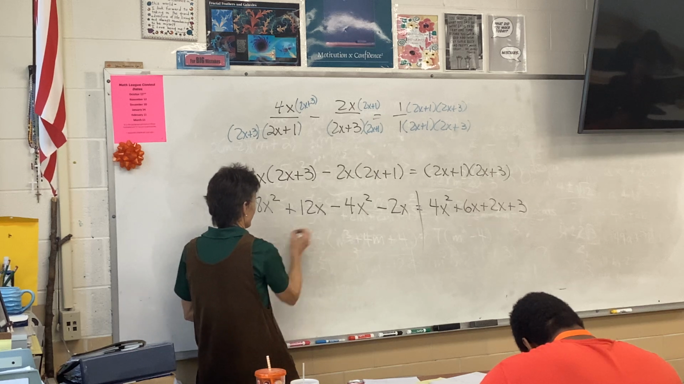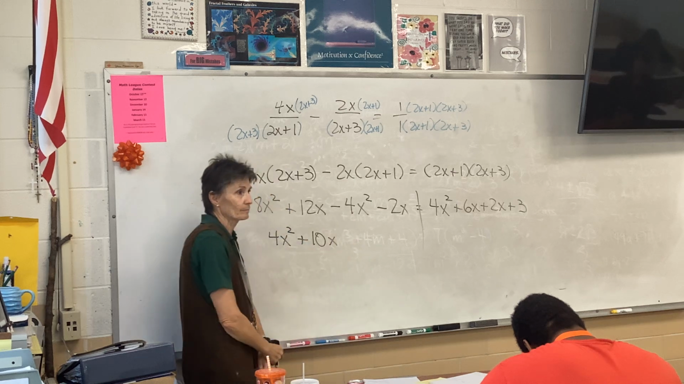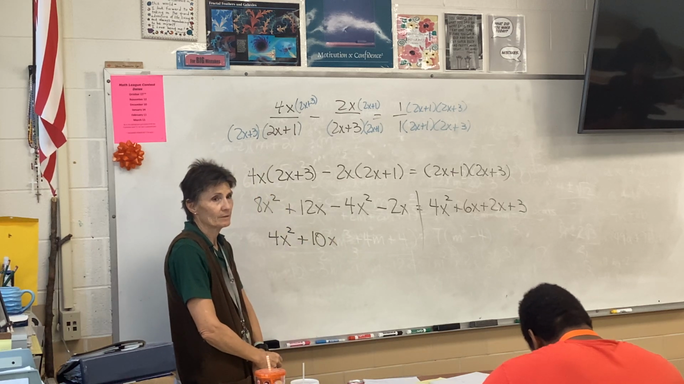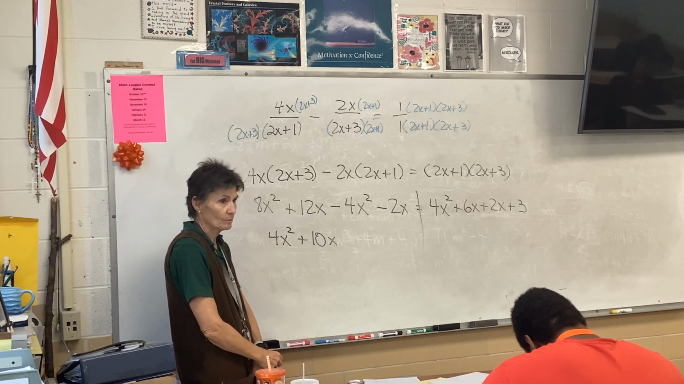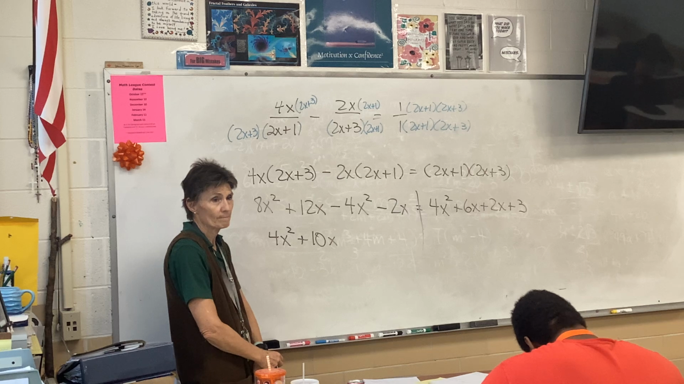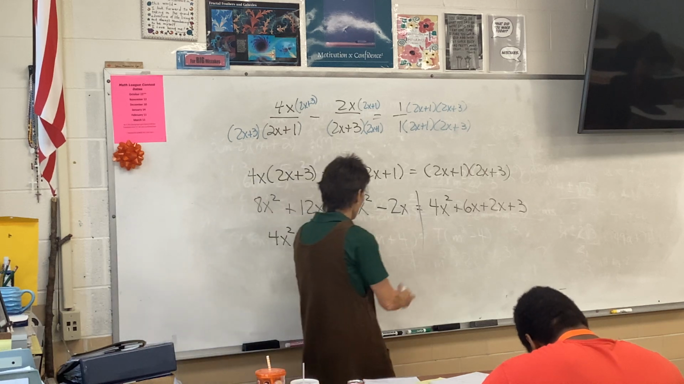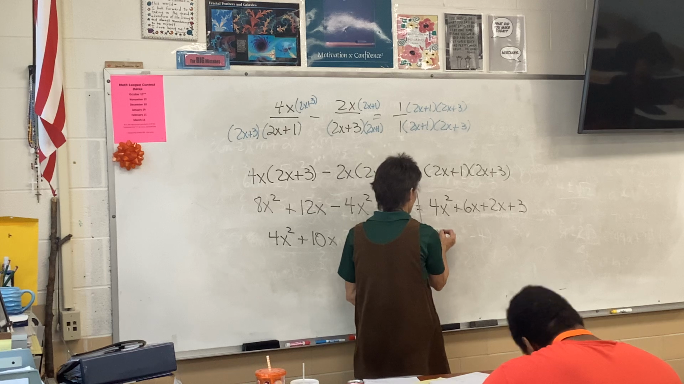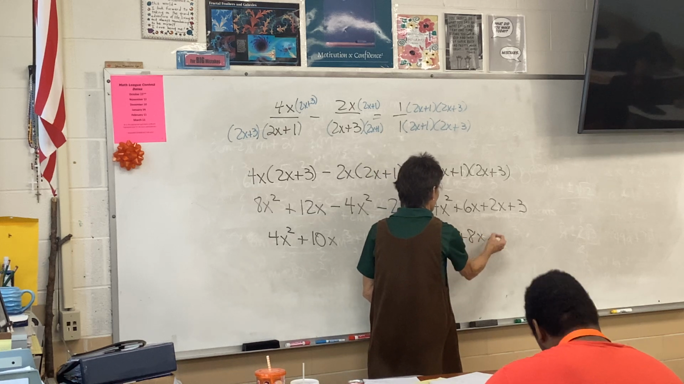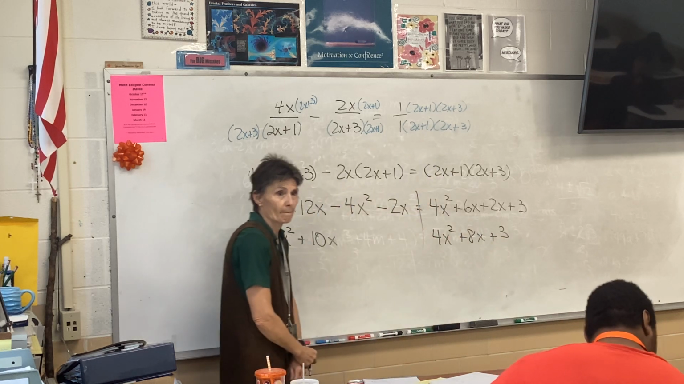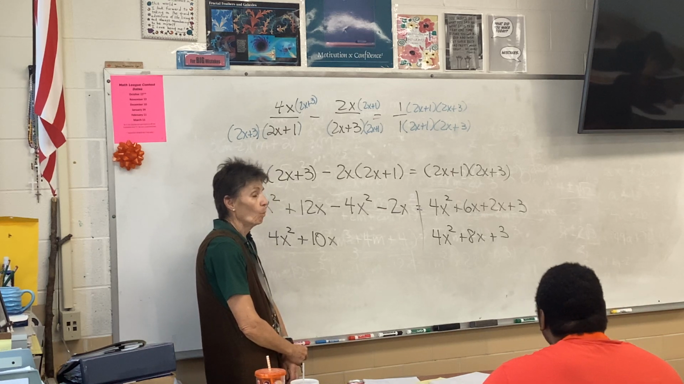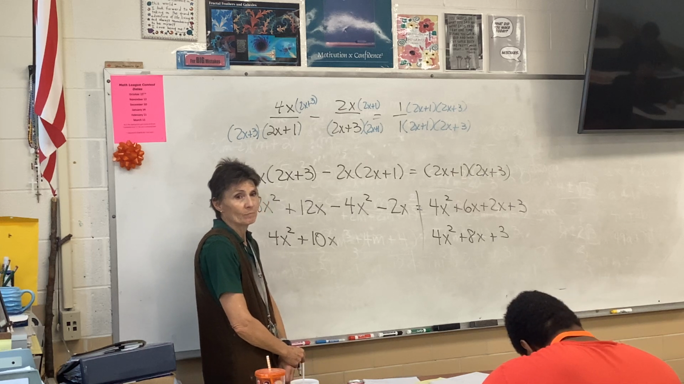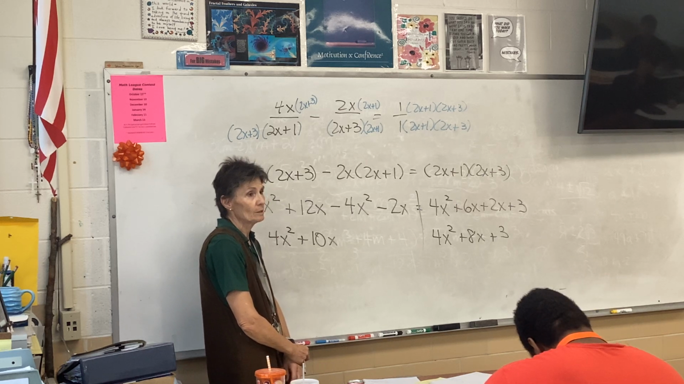Here, it looks like I've got 4x squared plus 10x on the what? I make mistakes too, keep an eye on me, does that look okay? Yeah, good. And then on the other side, I'm going to have 4x squared plus 8x plus 3. What do I need to do? Move it all to one side?